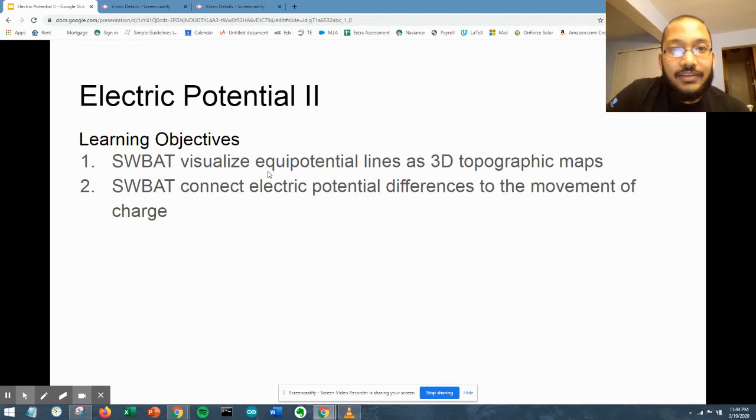Hi, in this video, I want to connect the electrostatic concepts we've been talking about so far to circuits. That's really the main focus of this unit. And the tool we're going to use to connect those two are topographic maps. So what is a topographic map?